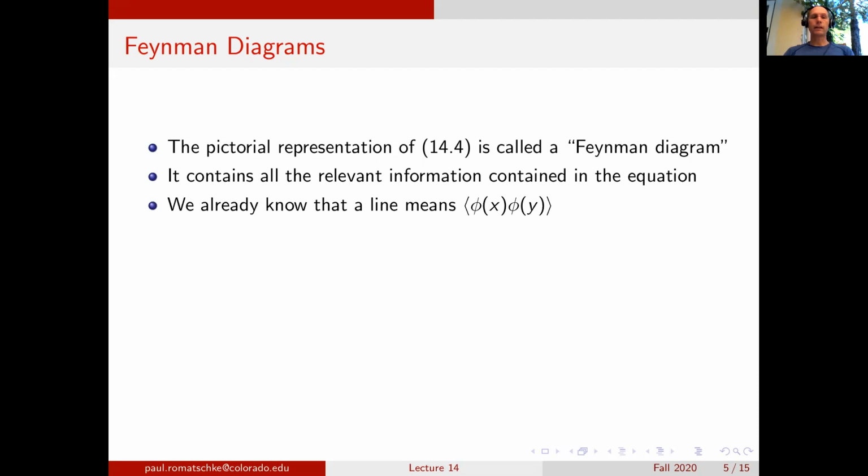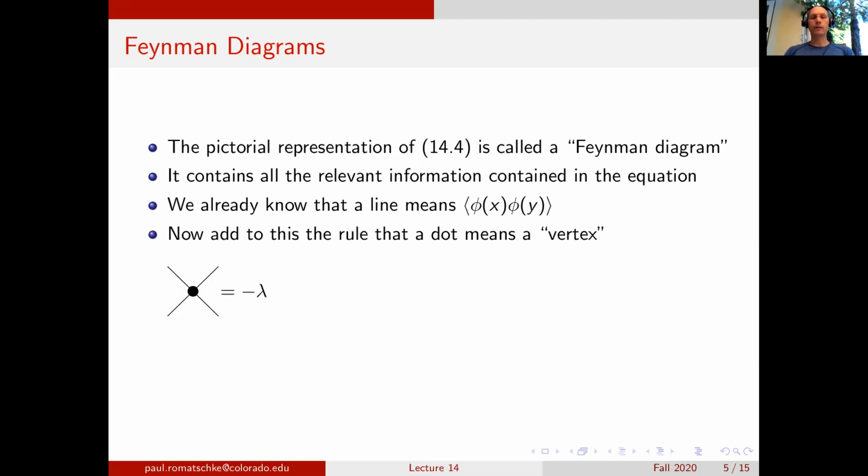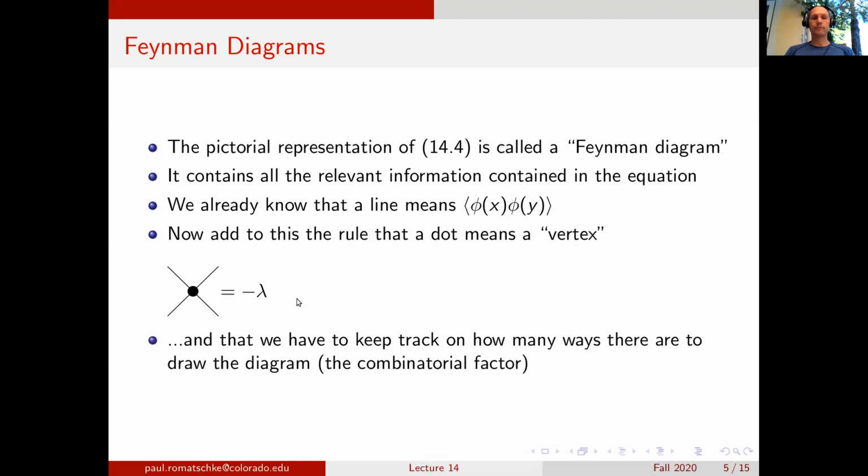We already know what the line means, namely it's just the 2-point function phi of x, phi of y. Now let's just add a rule that whenever we see a dot, that means a vertex, meaning that we have 4 legs connected to this coupling constant of lambda, and we decode this symbol to mean minus lambda, where the minus is just a convention. When we do that, we have to keep track that there have to be certain factors that tell us how many ways there are to connect the different legs in the diagram. This is the combinatorial factor.